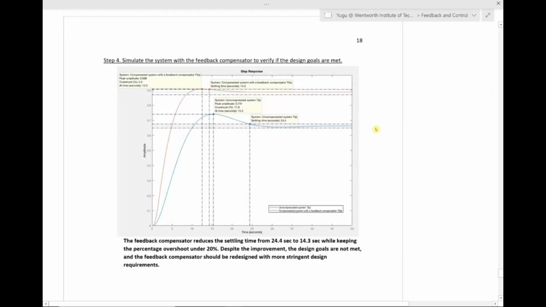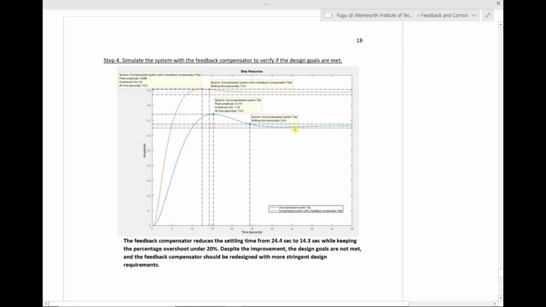Here's the simulated step response of the system with the feedback compensator on the same graph with the system without any compensator. The percentage overshoot of the system with the feedback compensator is 2.3%, which is well below 20%. The settling time is 14.3 seconds, which is significantly reduced from 24.4 seconds obtained from the uncompensated system.